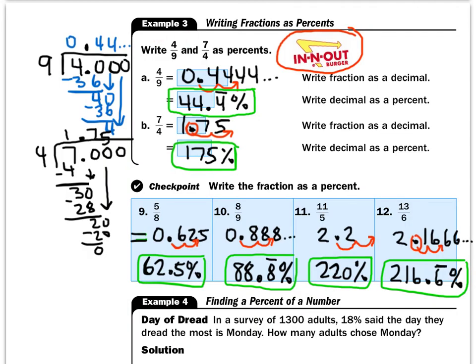All right, so let's look at example 3, writing fractions as percents. So what if I wanted to write a fraction 4/9 as a percent?